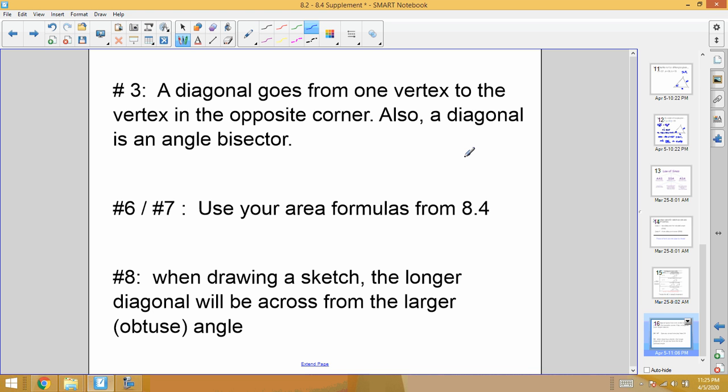And then the last one, number 8, I would recommend drawing a sketch on that one. It talks about a parallelogram and the diagonals of that parallelogram. One thing that could help with your picture: it talks about the shorter and the longer diagonal. The longer diagonal should be across from the larger angle, one of the inside angles of the parallelogram. So it should be across from the larger one, which happens to be an obtuse angle. And then the shorter diagonal should be across from the smaller angle, which would be an acute angle. When you draw your picture, if you keep that in mind as you're trying to answer that question, I think that should help you out.